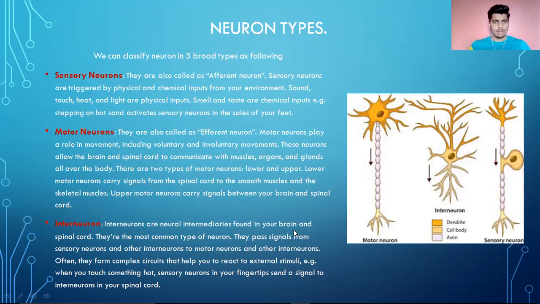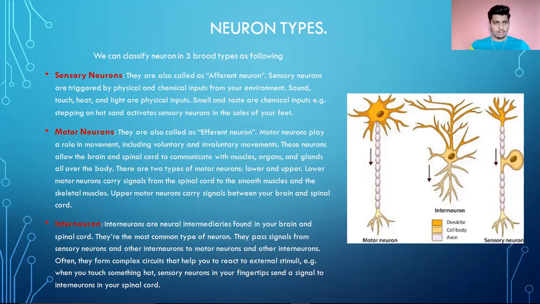This is important, the upper motor and lower motor neurons. Now, interneurons. Interneurons are neural intermediates found in your brain and spinal cord. They are the most common type of neuron. They pass signals from the sensory neurons and other interneurons to motor neurons and to other interneurons. Basically, we can consider them as wires that transmit signals and pass them through.